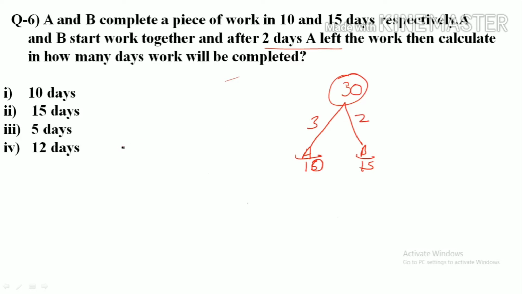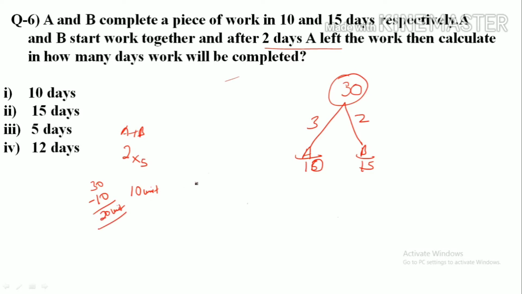The question says A and B started together and after 2 days A left, which means both worked for 2 days with an efficiency of 5. So they completed 10 units of work. How much is left now? 30 minus 10 means 20 units.